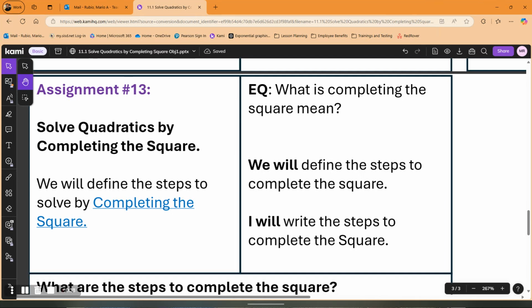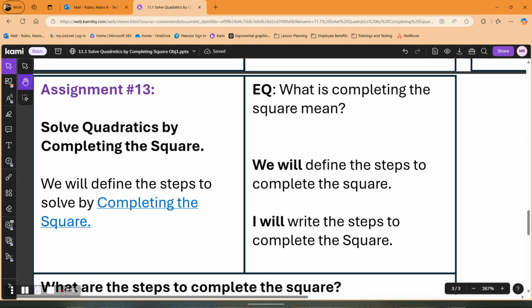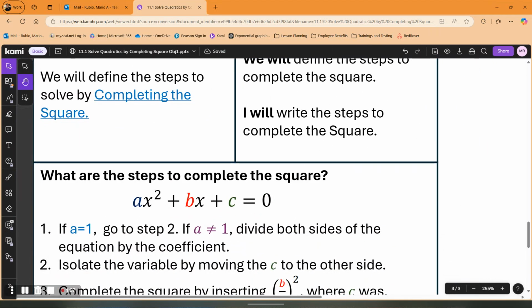So this is not the same objective as yesterday, even though it's still the same assignment number. So I do want you to write this down on the next sheet in your notebook. We're going to solve quadratics by completing the square. We will define the steps to solve by completing the square. The question you should be asking yourself is, what does completing the square actually mean? Well, we're going to define the steps to complete the square, and then you all will write the steps in your notebook. What are the actual steps?